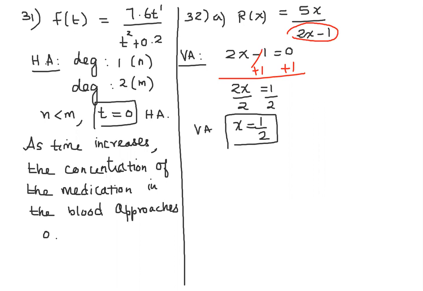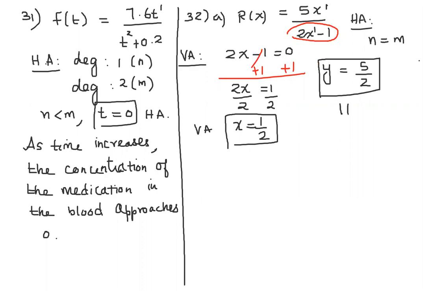To find the horizontal asymptote, we have to find the degree of the numerator. Since the degree of the numerator n is equal to m, which is 1, both are 1, so y equals 5 over 2. The leading coefficient of the numerator over the leading coefficient of the denominator.